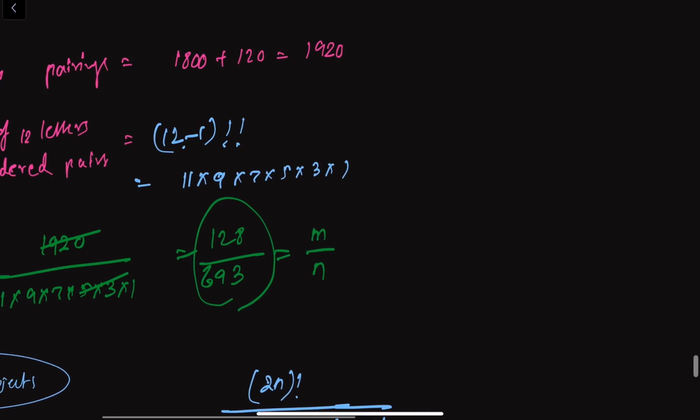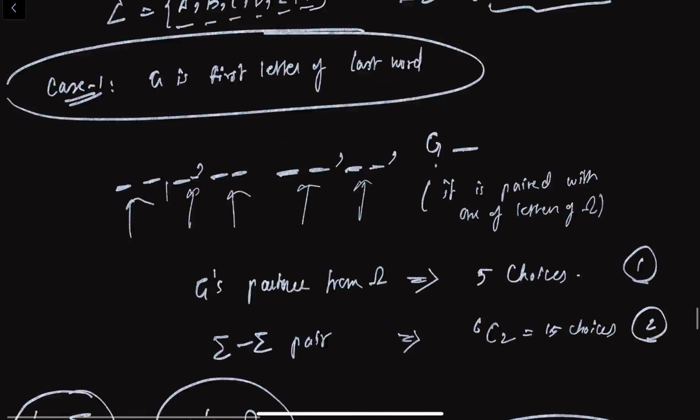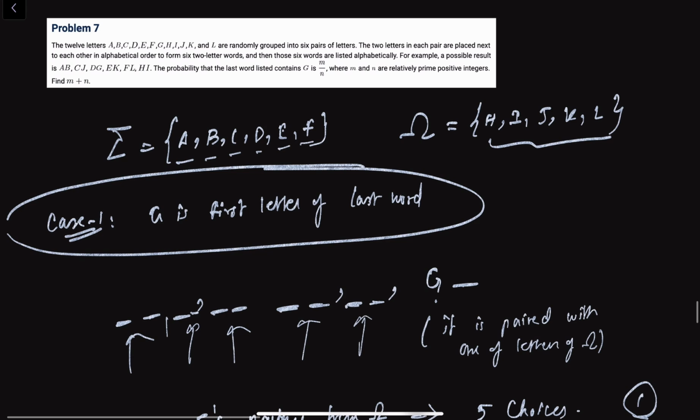This is m by n, and we can't reduce it further into simpler fractions. Since 128 and 693 are relatively prime, we can add: 128 plus 693 is 821. So therefore the answer for this question would be 821. So that's it for this video. We'll meet in the next video.